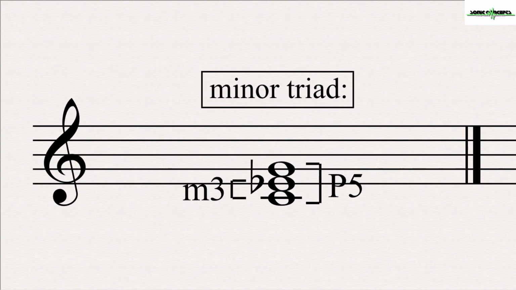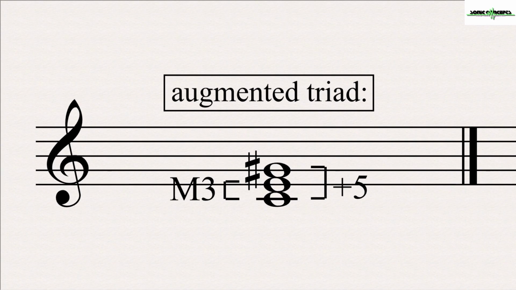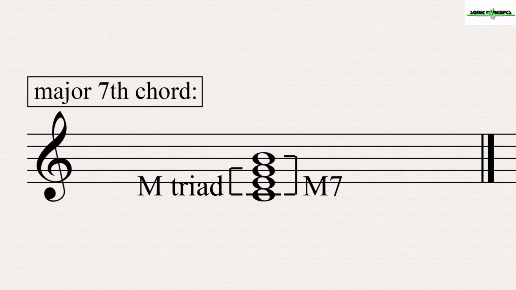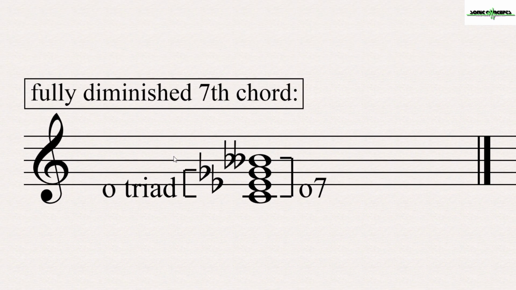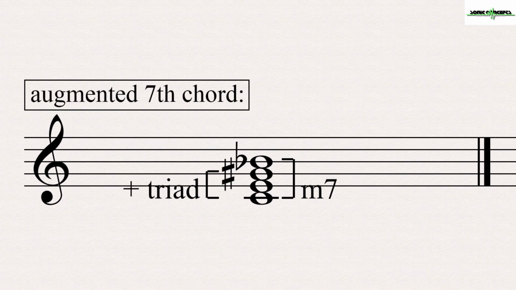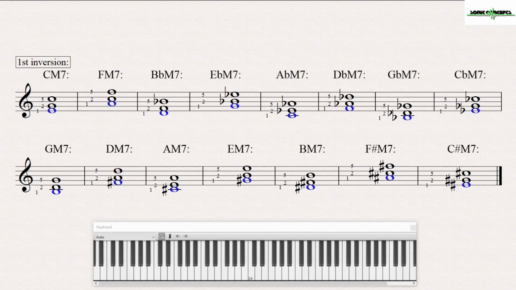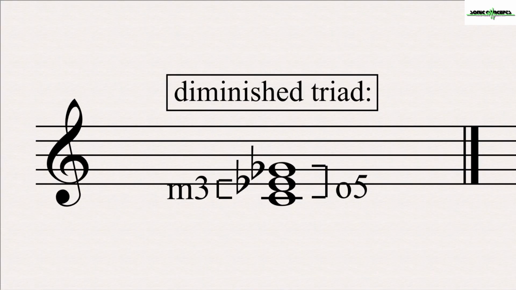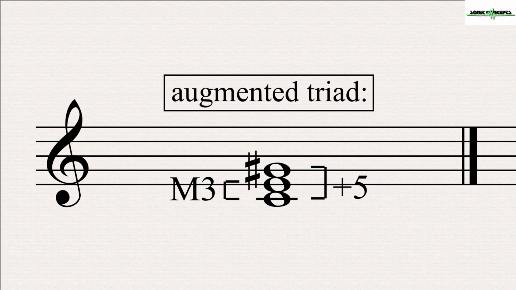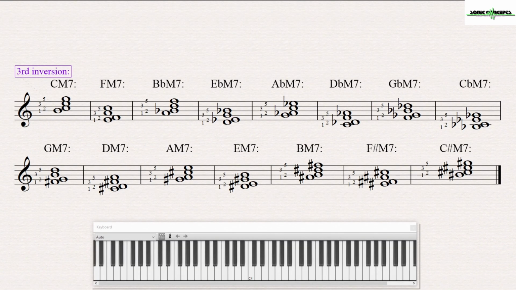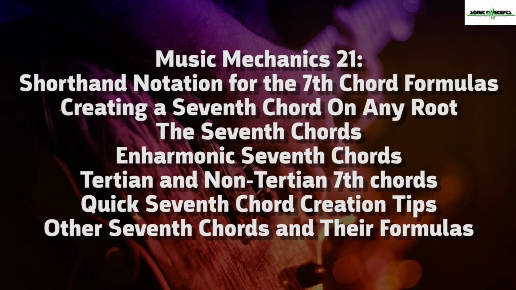The major, minor, diminished, and augmented triads are contained within the major seventh, minor seventh, fully diminished seventh, and augmented seventh chords respectively. With the exception of the third inversion, since there is no third inversion for a triad, simply remove the seventh from the seventh chord inversions listed here to get the inversions for the major, minor, diminished, and augmented triads.